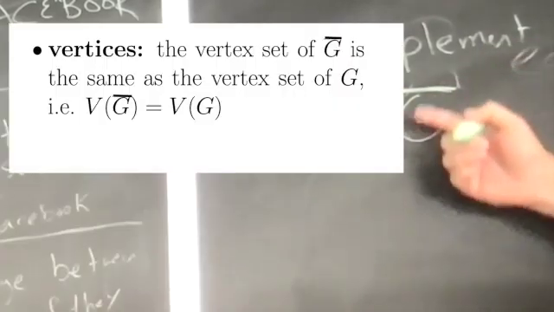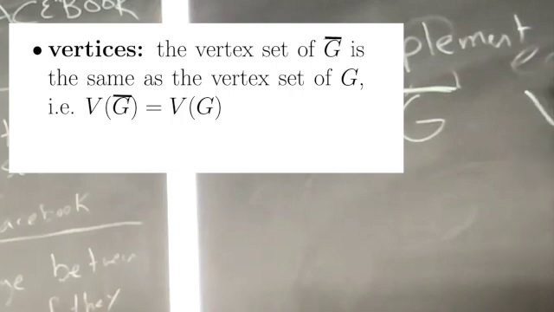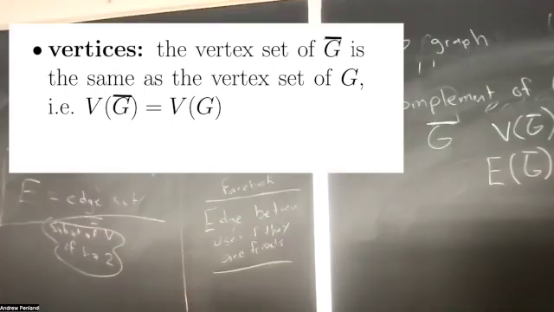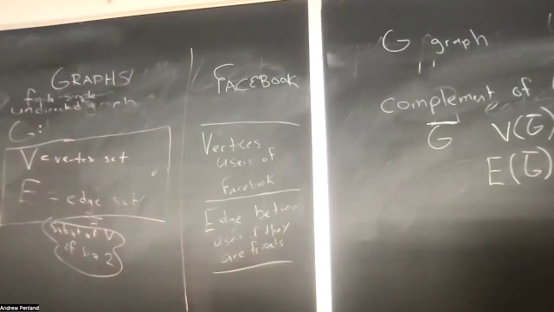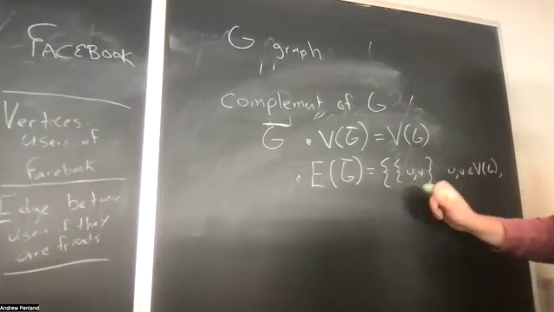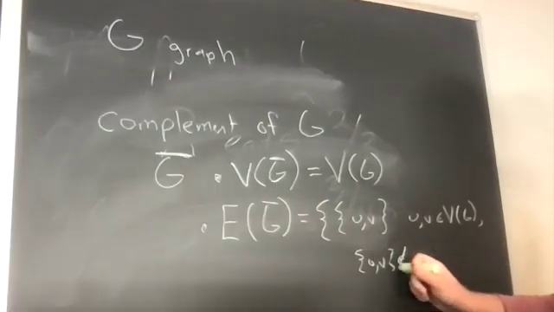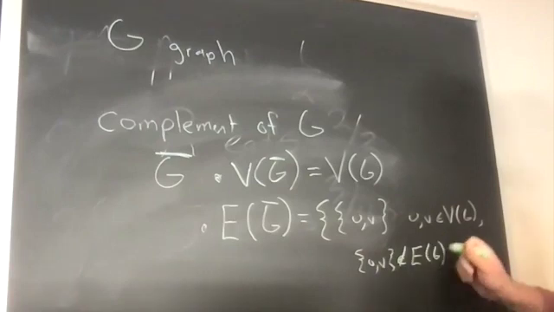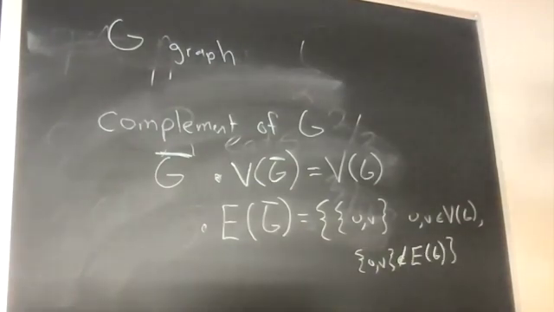So this is a new graph, and the vertices of the complement of G are just the original vertices of whatever G was. The edge set of the complement of G is the set of two element subsets such that the vertices are in the vertices of G, and this is not an edge in the original graph. So the vertices are the same original vertex set, and I have an edge in the complement if this edge is not in the original graph. So you just flip everything in terms of the edges.